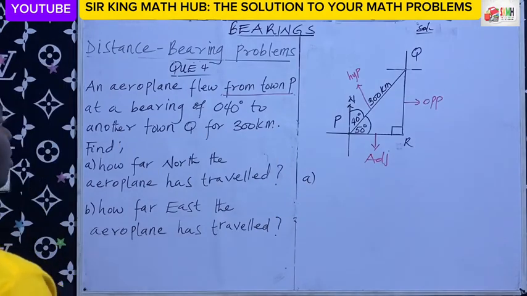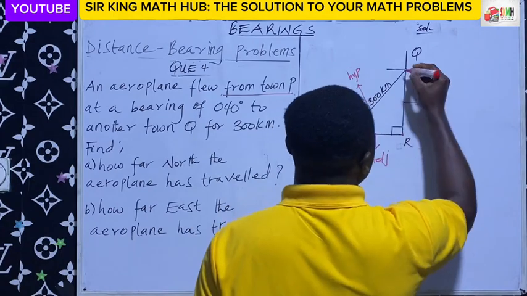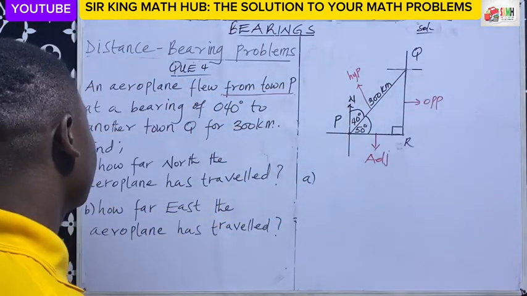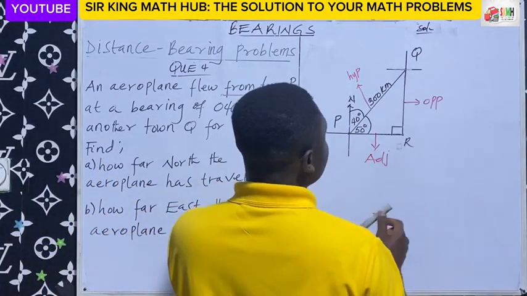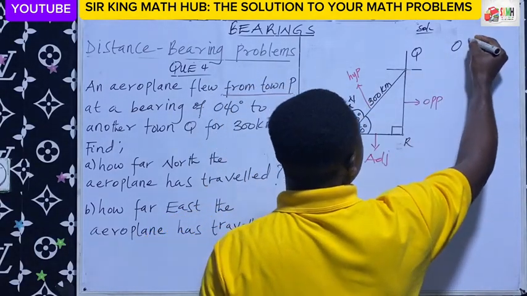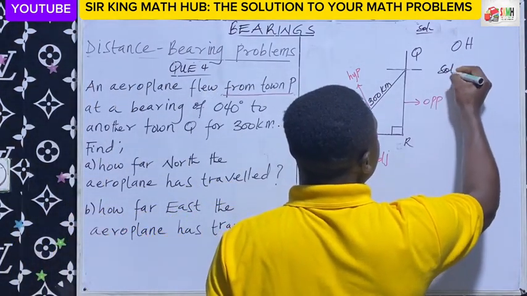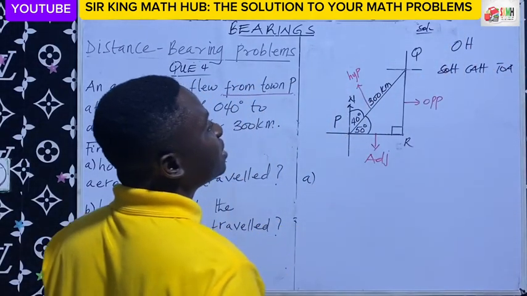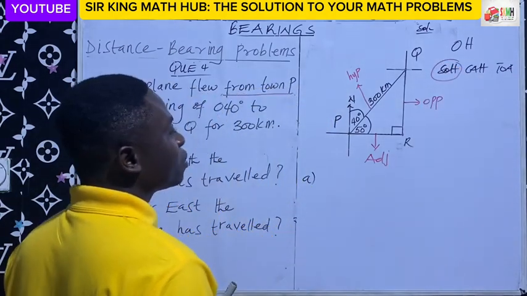So now the A part, how far north the aeroplane has traveled. This distance here, from here to this point, refers to how far north the aeroplane has traveled. To calculate how far north, you will need the opposite. We also have our hypotenuse, the longest side. So from SOHCAHTOA, which of them has opposite and hypotenuse? So what does SO say?